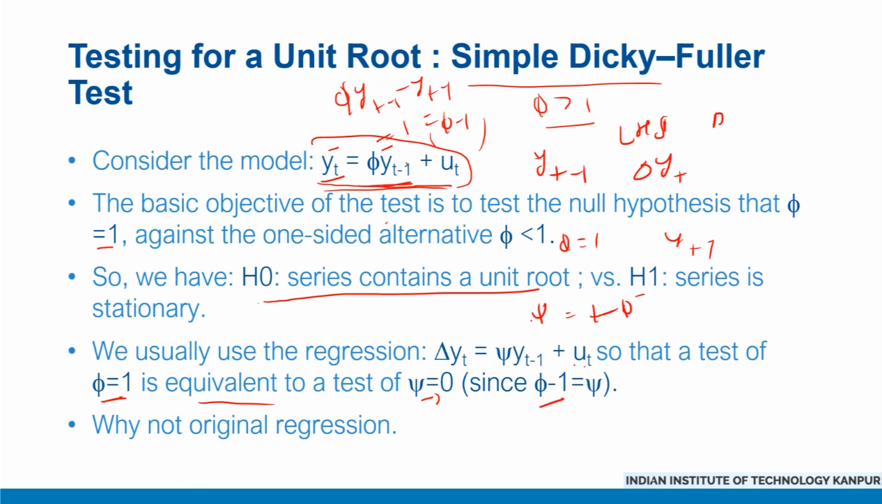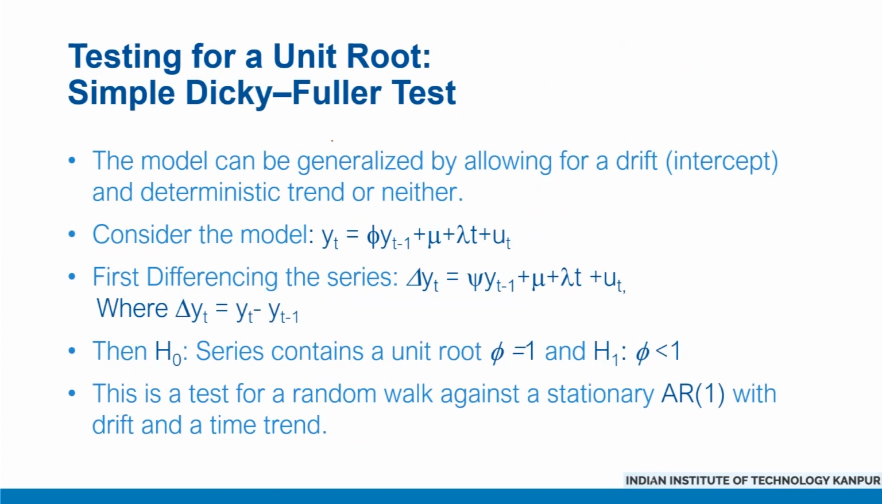Because the original regression is obviously by the null hypothesis of being non-stationary, and if you are going with the null and estimating this kind of model with phi being 1, that is not econometrically efficient, and all those problems of spurious regression will follow.